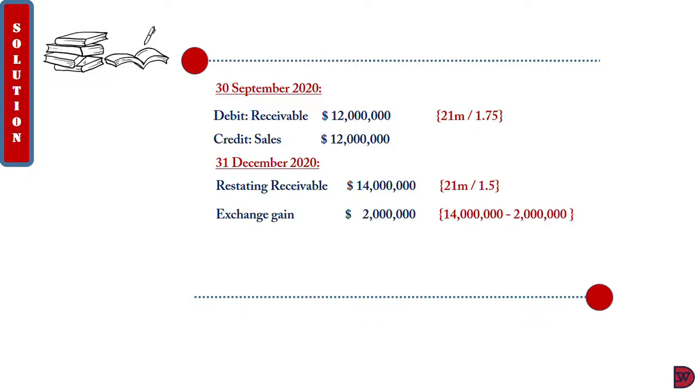Now, you realize that there will be a gain because a receivable, which is an asset, has increased from 12 million to 14 million. So we have to record the gain of $2 million. So what we do is that we debit the receivables to increase the balance. Then we credit profit or loss because it's a gain of the $2 million.